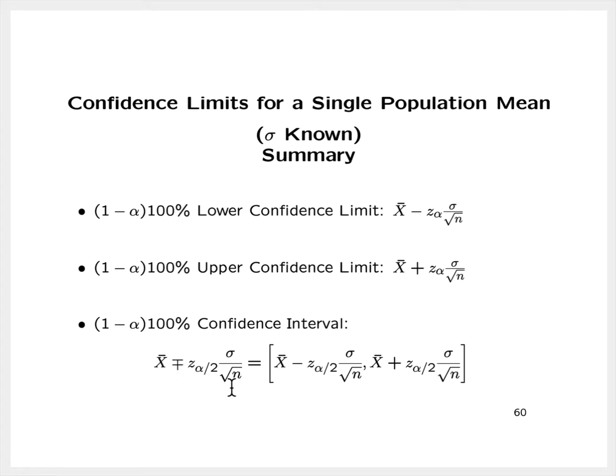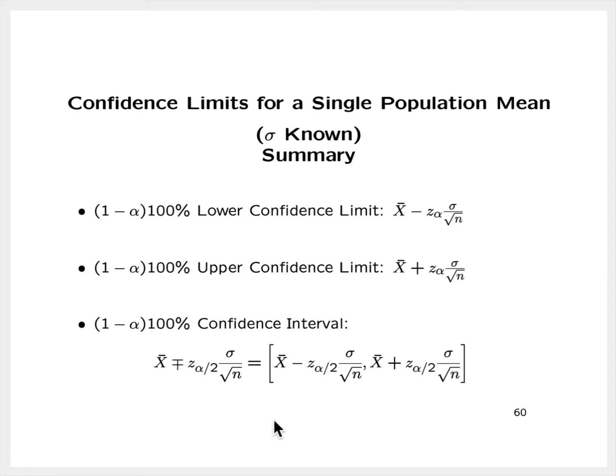And by the way, that value or that distance that we're going to the left and to the right, or another way to say it, the value that we're subtracting from and adding to our point estimate x bar in order to get the lower and upper endpoints, that quantity is called the margin of error of the confidence interval.